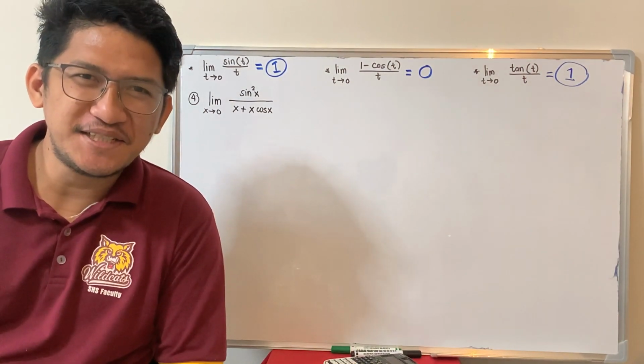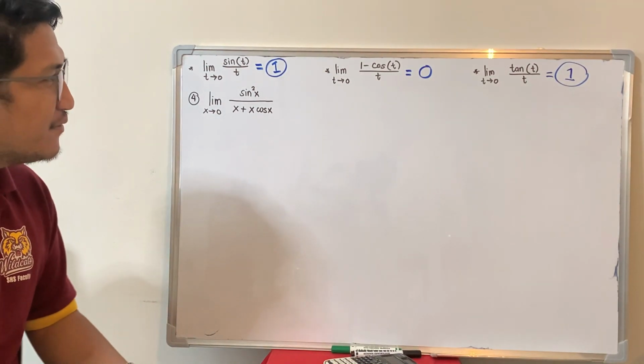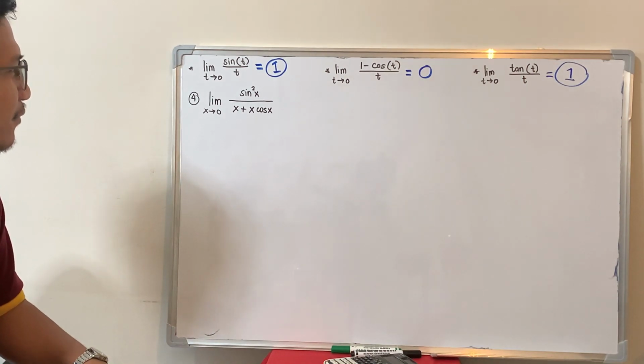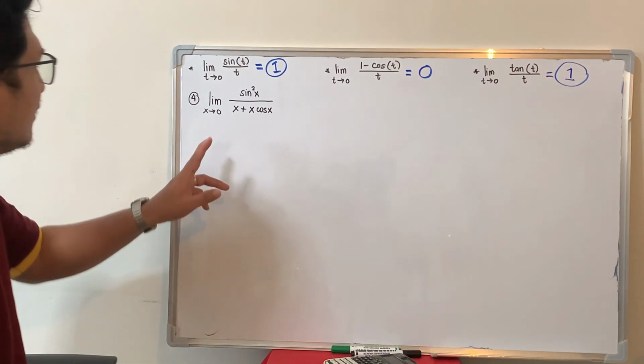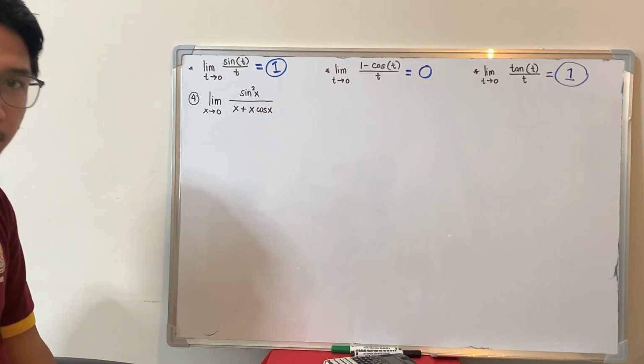This is Sir Gavin. In this video, we will discuss more examples regarding limits of functions involving trigonometric functions. We have another example here. Find the limit of sine squared x all over x plus x cosine x as x approaches 0.